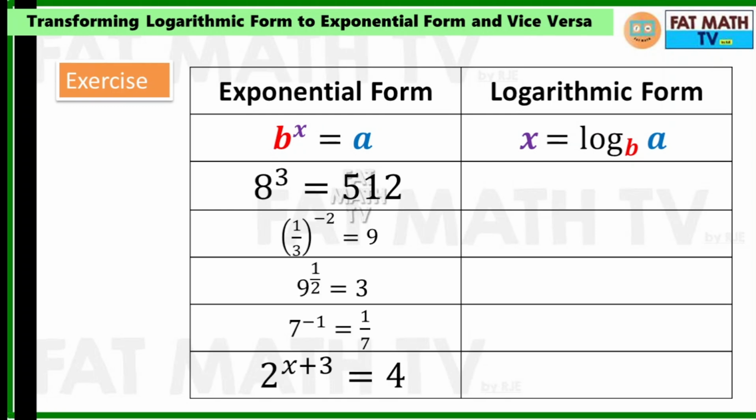Okay, we have here 8 cubed equals 512. What is the equivalent logarithmic form of that? 1/3 raised to negative 2 equals 9. 9 raised to 1/2 equals 3. 7 raised to negative 1 equals 1/7. And lastly, 2 raised to x plus 3 equals 4.